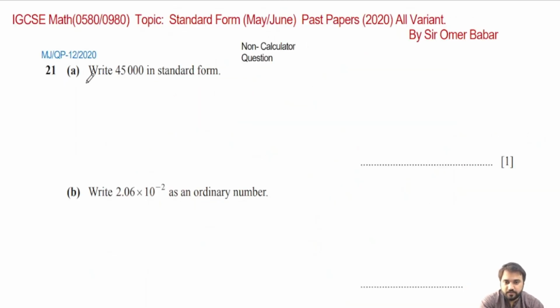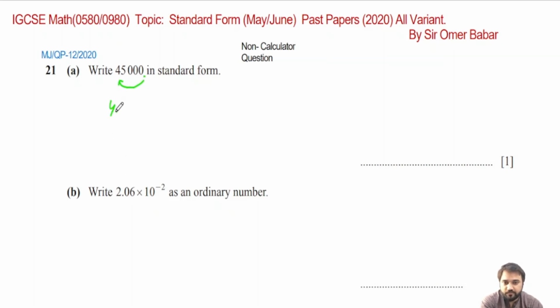Question 21, part A says, write 45,000 in standard form. Again, where is our decimal? If you do not see any decimal, it means it is at the end of that number. So after the last 0, we have the decimal. We want this decimal after the digit 4.